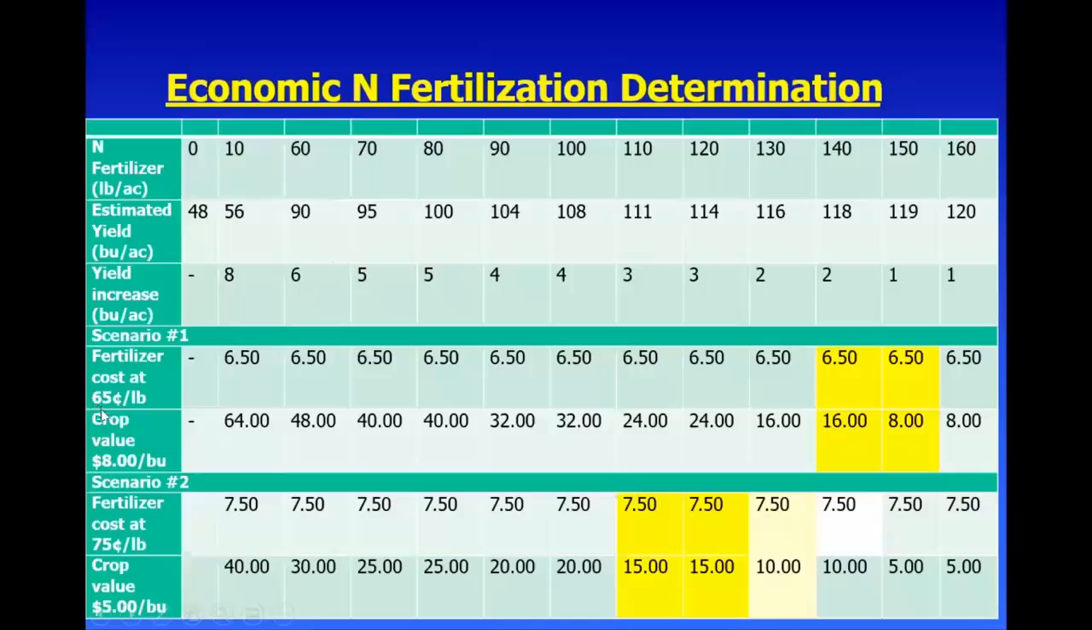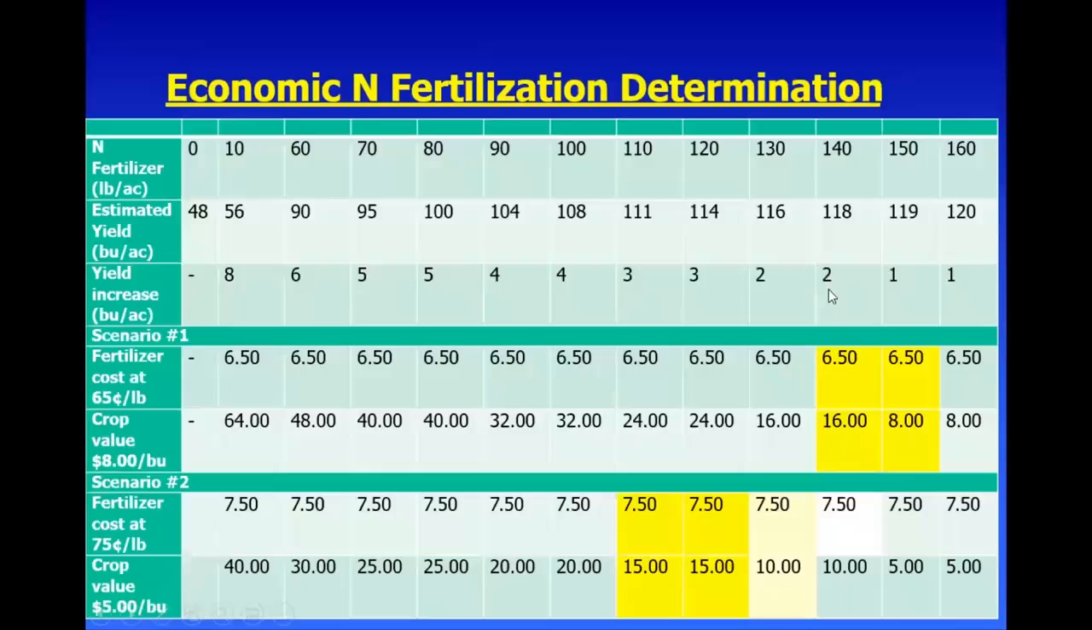If our nitrogen fertilizer is costing us 65 cents a pound for nitrogen, for 10 pounds of nitrogen fertilizer, that's $6.50 for every 10 pounds of fertilizer we're putting on. What's our crop value? Well, in this case, I used $8 a bushel for hybrid spring wheat. So down here, if we put on 10 pounds of nitrogen fertilizer, it costs us $6.50, but we're going to get $64 back in terms of increased yield. But as we go across, put on more and more nitrogen fertilizer, our increments of yield increase get smaller and smaller. So this is about where I would stop.